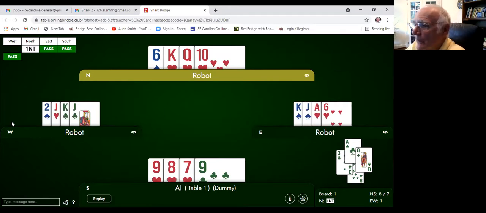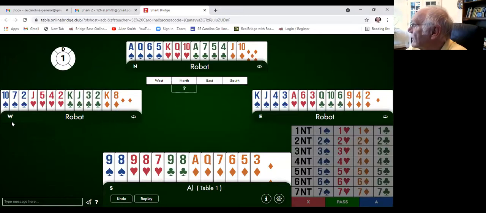We're going to get a score under the line of 70, and if we're playing duplicate, we're going to get a score of 120. So you can see, because we've got 6 high card points, 6 plus 15 is 21, we want to play that in no trump. Let's look at deal number 2.